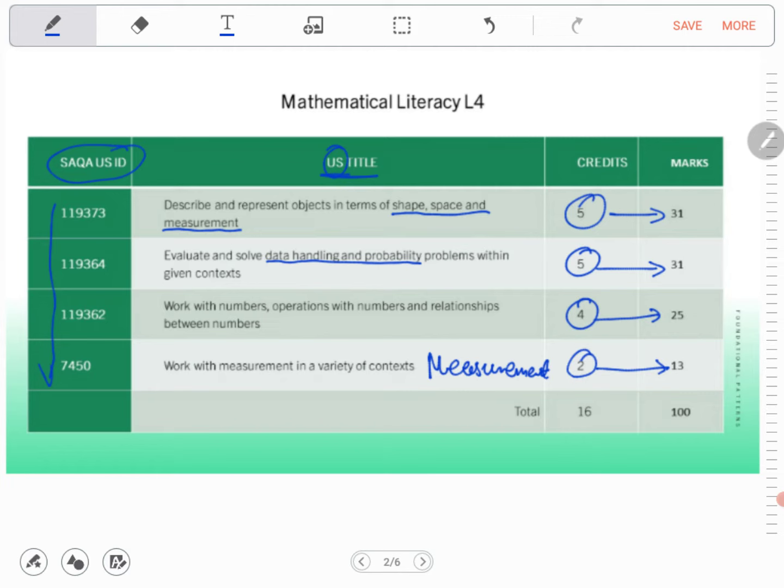So mathematical literacy carries 16 credits, which means for you to be able to pass in this level 4, you have to have a total of 120 credits in all the subjects that you're doing. So maths contributes about 16 credits, and 16 credits translates to 100% of the marks. So when you're writing your exams, you will be writing out of 100 marks.